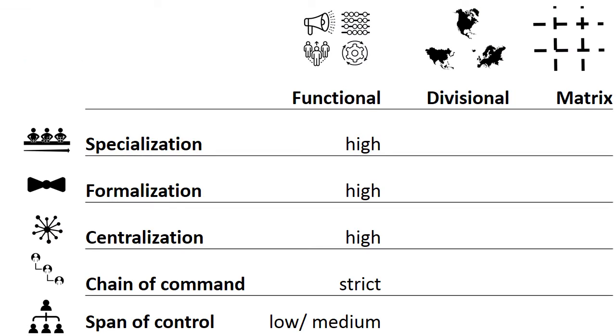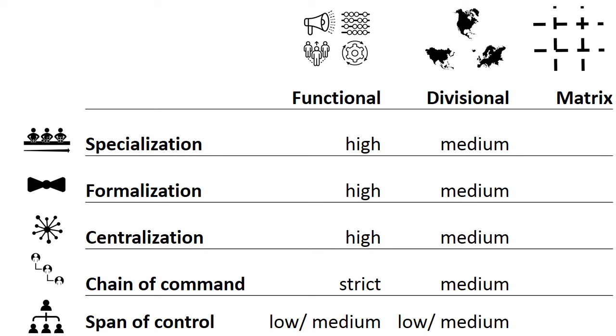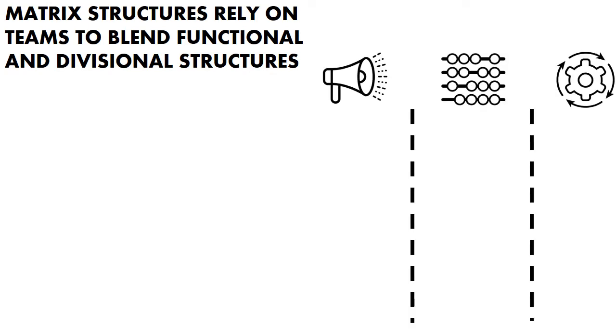Divisional structures tend to be medium in specialization, medium in formalization, medium in centralization, medium in chain of command, and low to medium on span of control. Matrix structures rely on teams to blend functional and divisional structures. Let me show you what I mean by this.